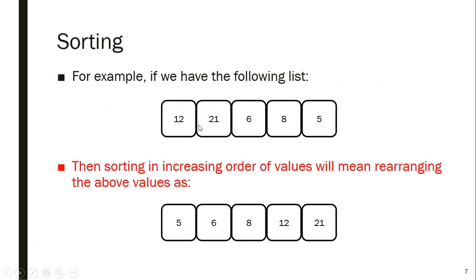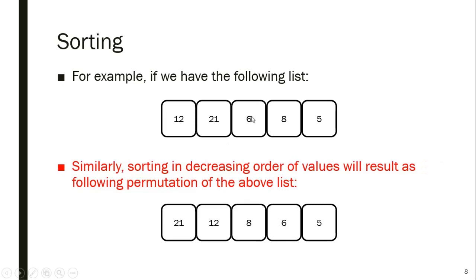For example, if we have the following list 12, 21, 6, 8 and 5, then sorting in increasing order of values will mean rearranging the above values as 5, 6, 8, 12 and 21. But if you want to sort it in decreasing order, it will result in another permutation of the above list. In fact, every list has some permutations, meaning some arrangements. In all of these possible arrangements, there is one permutation that is in increasing or decreasing order, and that is what you have to achieve.